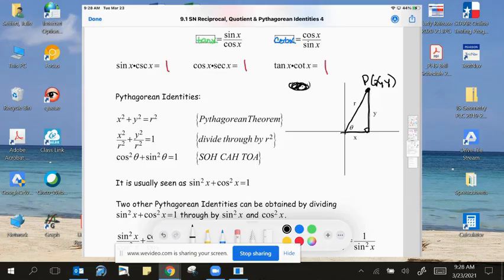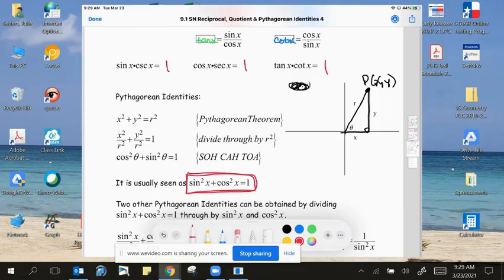If we divide by r squared, you see what we get in that second step. Then remember that x over r is the ratio for cosine, so x squared over r squared is cosine squared x. Y over r is the ratio for sine, so y squared over r squared is sine squared theta. And that's equal to 1. So this identity becomes really, really important: sine squared x plus cosine squared x is equal to 1.